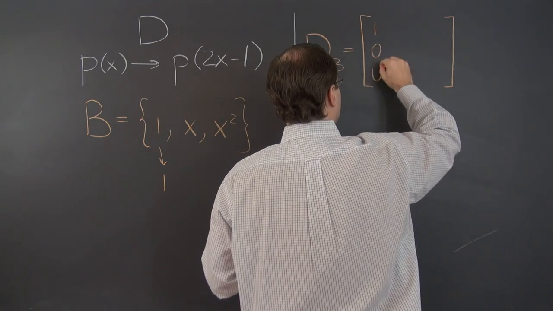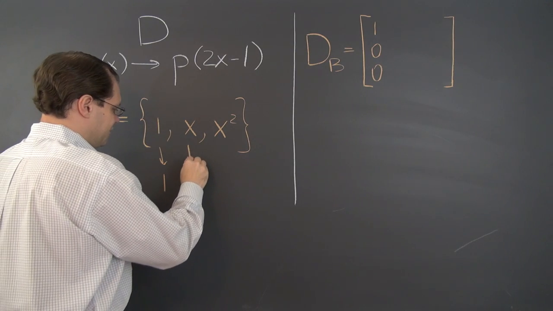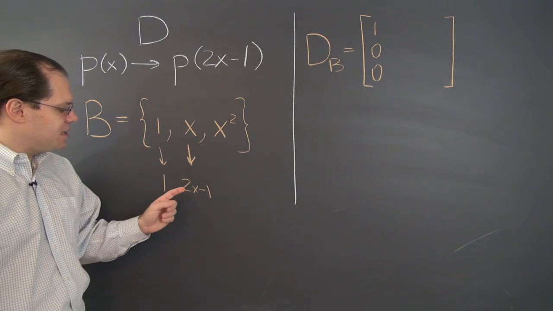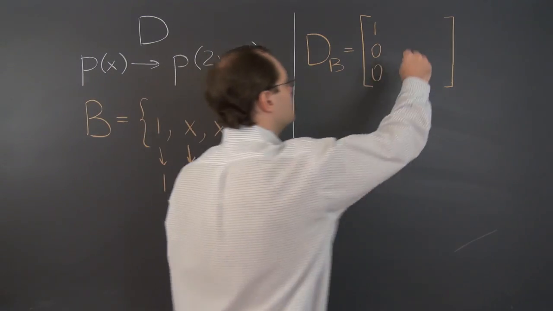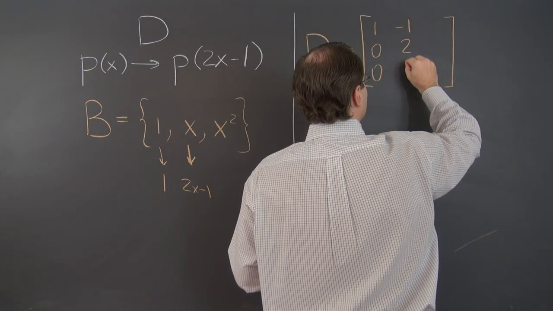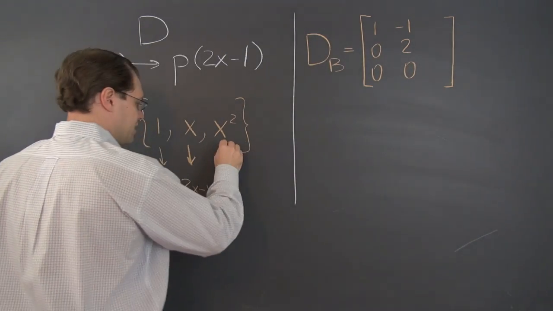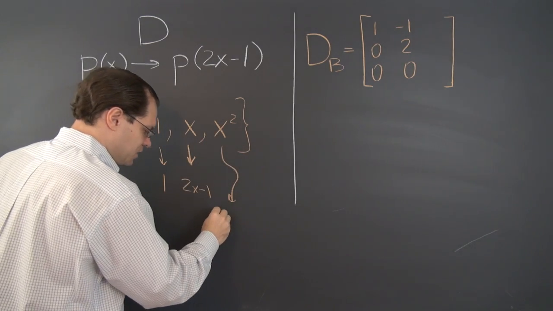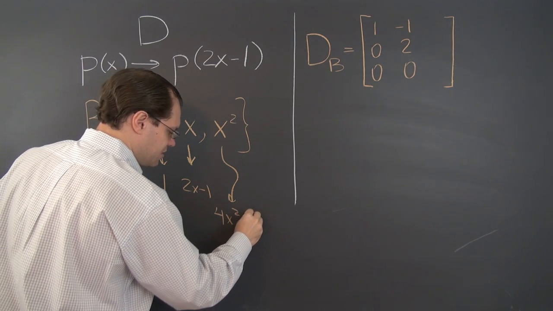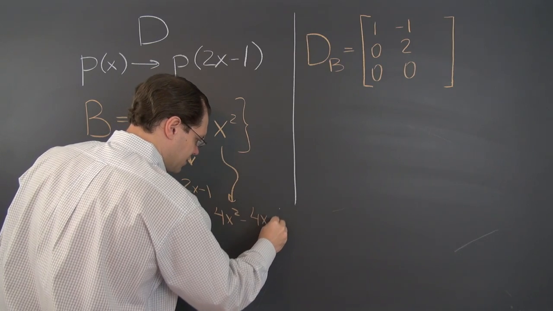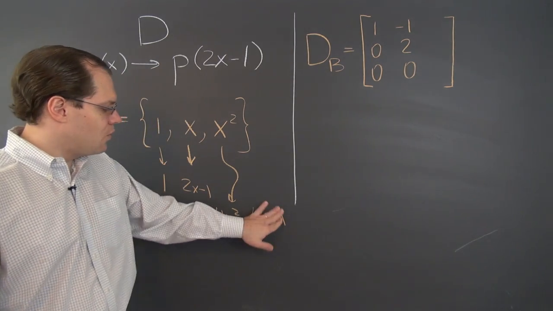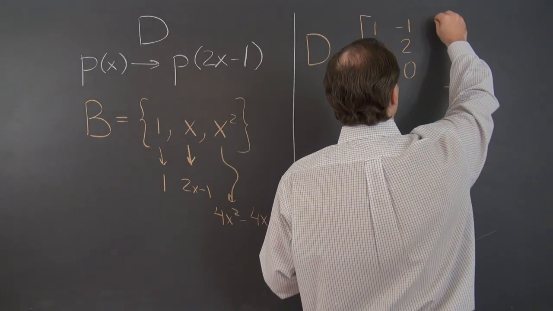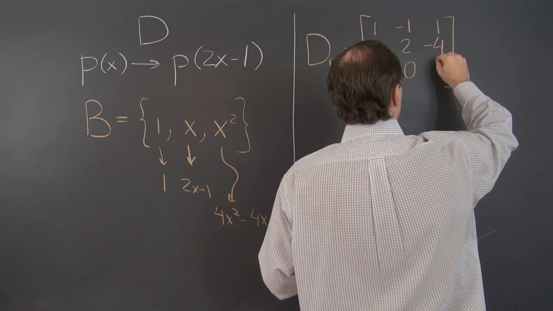1, 0, 0. Second one, x, by the very definition, becomes 2x minus 1. And the components of this vector with respect to this basis are minus 1, 2, 0. So far, so good. And finally, x squared becomes 2x minus 1 squared, which is, of course, 4x squared minus 4x plus 1. And the components are 1, negative 4, 1.